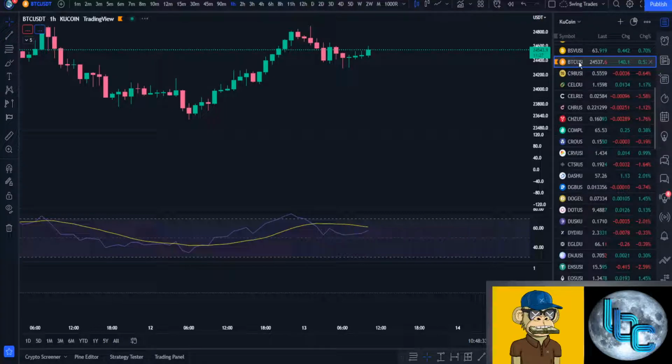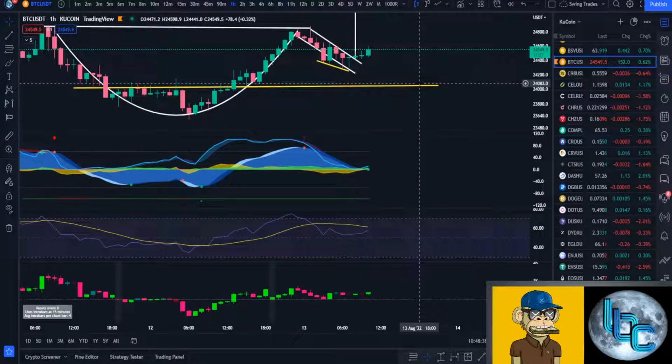I tried pattern trading for a long time, to no avail. When I started volume trading is when I actually started to become quote unquote profitable. That's a real loose term. I'm using that real loosely.